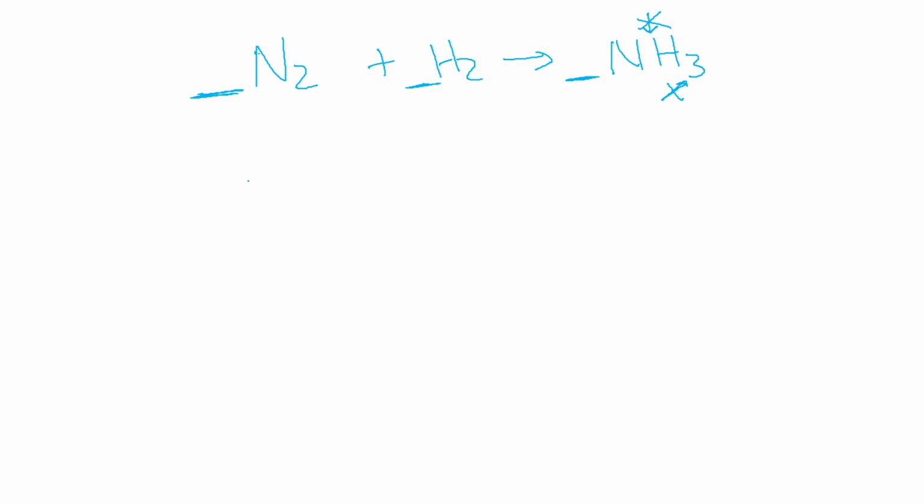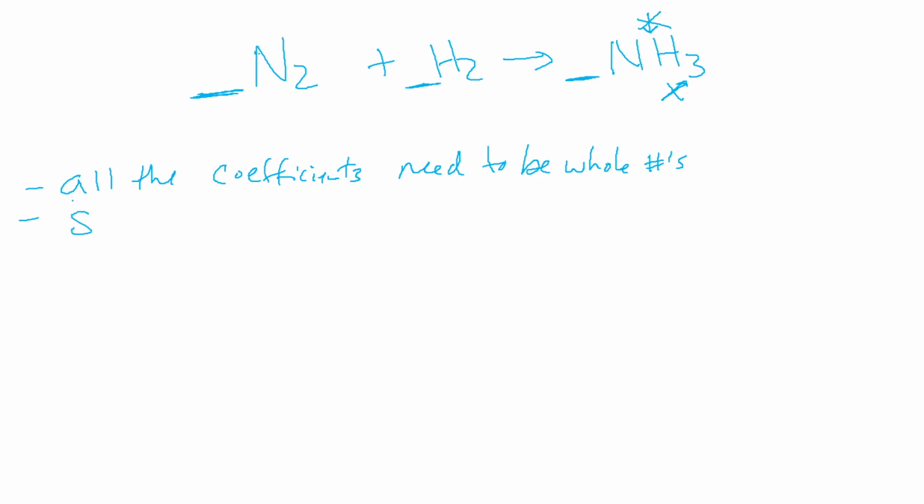So only those coefficients. Now, when you balance an equation, you basically want the same number of each element on each side of the arrow. And there's really only one or two major things you have to make sure of at the end. It is balanced. You have the same number of elements on each side. All the coefficients need to be whole numbers, and they need to be the simplest set of whole numbers. So what do I mean by that?